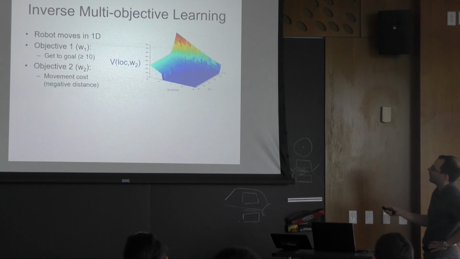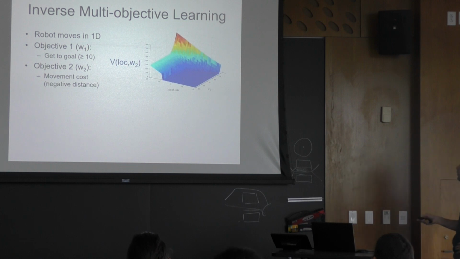Anyway, I can solve for the value as a function of location W. So I fix W1. You don't need W1. You just need W2 to trade off between objective 1 and objective 2. I can solve for the value function as a function of the location W2.